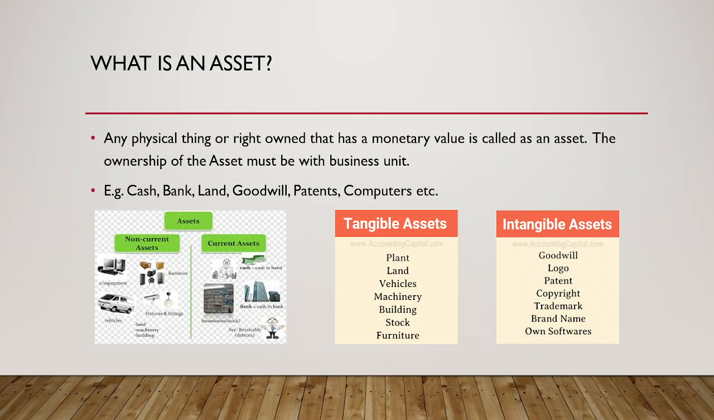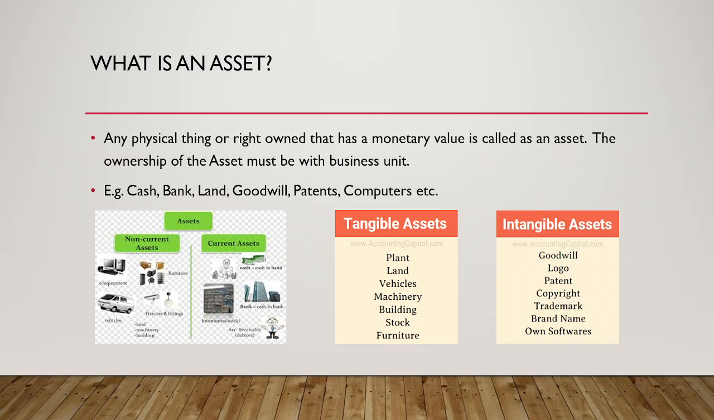Now let us try to understand what is an asset. You must have heard your friends or your parents saying he's a good asset to the company. Now what do you mean by an asset? Your parents own a house, right? So that is their asset. Your parents have a vehicle, a car, that is an asset. Cash is an asset. So any physical thing or right owned that has a monetary value is called an asset.